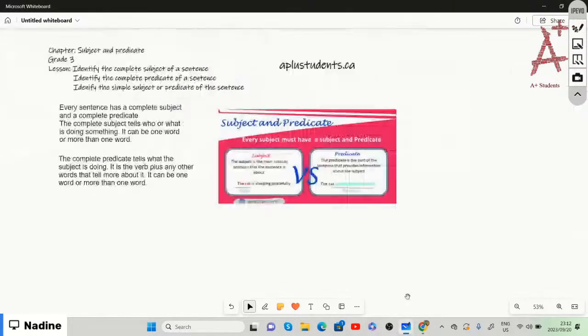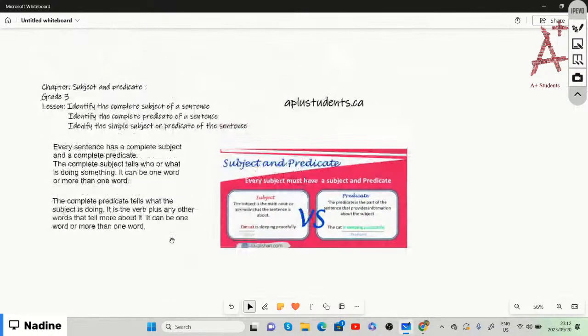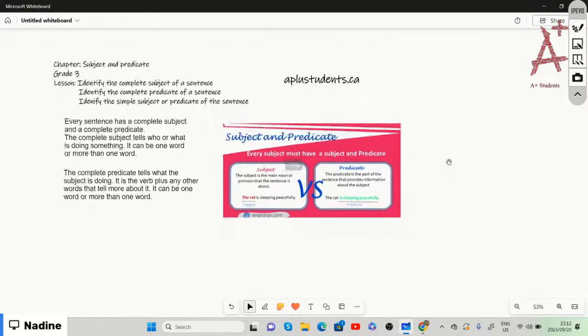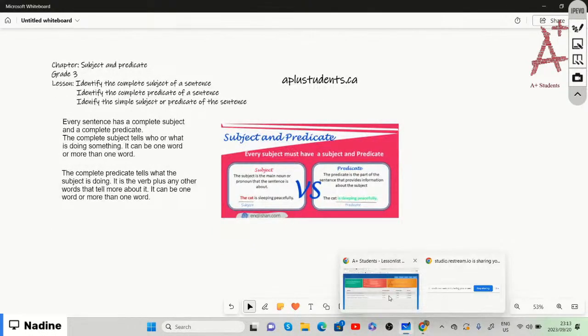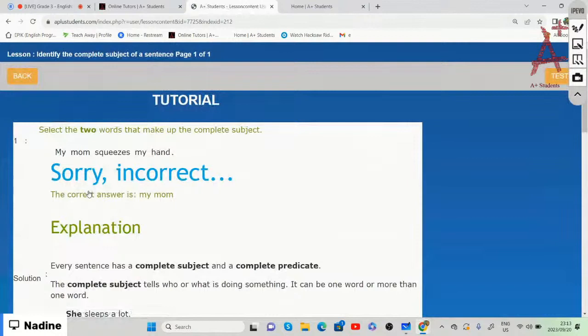All right, so we see that our lessons we are doing on a+students.ca. You can log into a+students.ca with your username as well as your password. So now we are going to a+students.ca, chapter, subject and predicate. Let's go to the first lesson. The first lesson is to identify the complete subject of a sentence. And remember, we said that a subject tells us who or what is doing something.